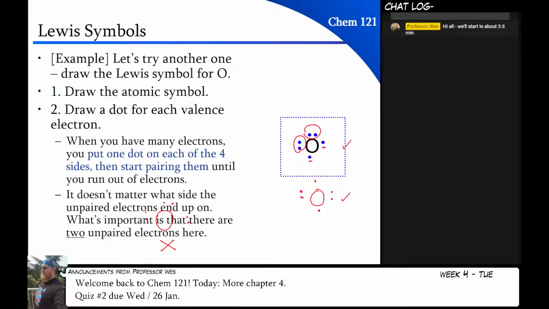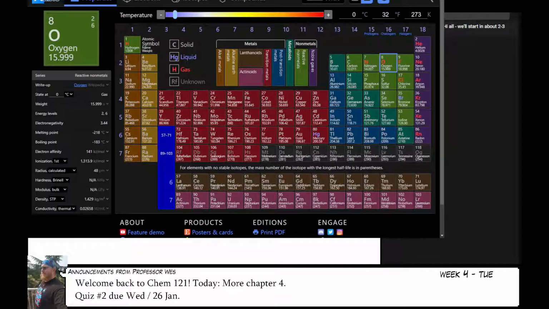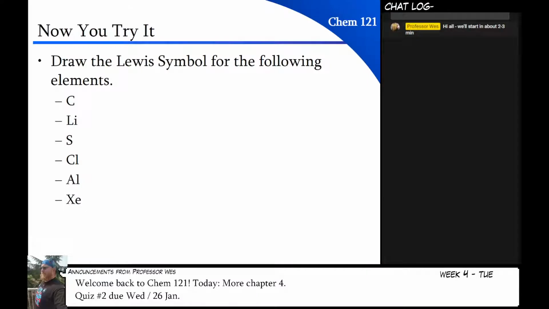Alright, and so that's what my slide says there. So what I want you to do, I'm going to give you like 2 or 3 minutes to do this, is I want you to take the periodic table from P-table, and I want you to draw the Lewis symbol for each of these elements. So for example, carbon, we'll go look up carbon on the table here, count how many valence electrons it has based on what group it's in, and then draw the symbol appropriately. Do that for all the elements shown.